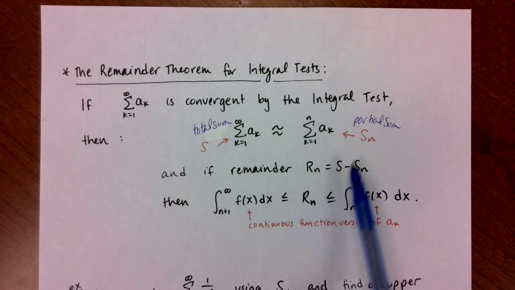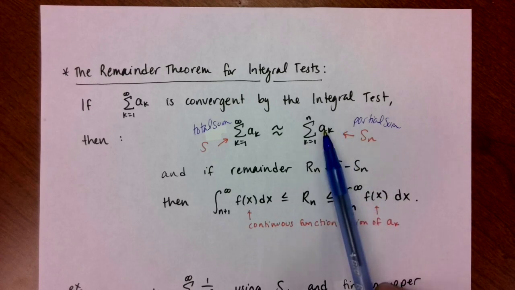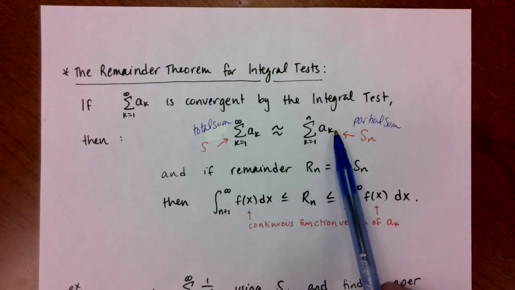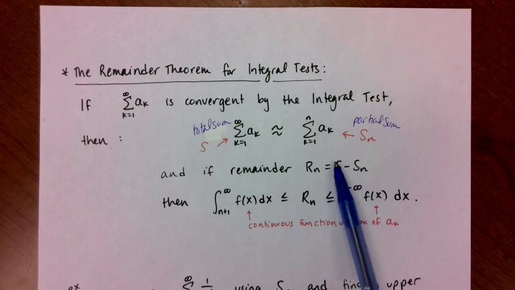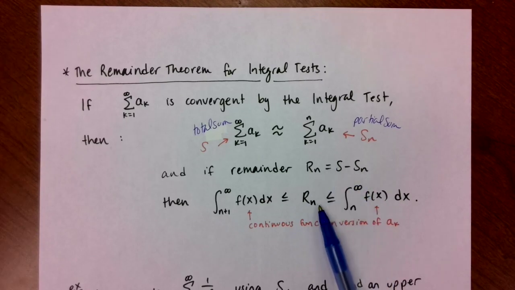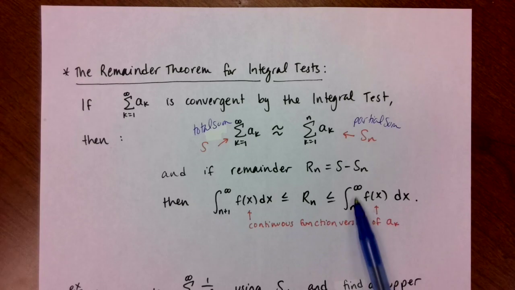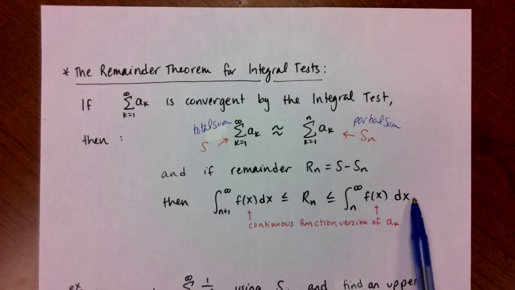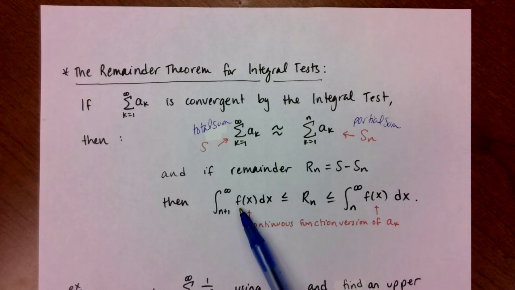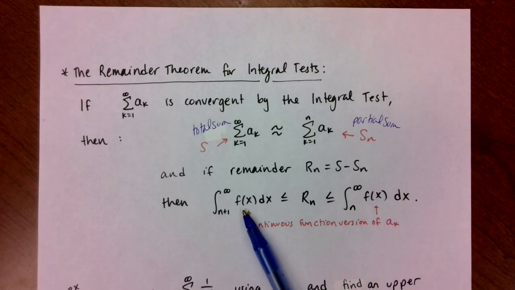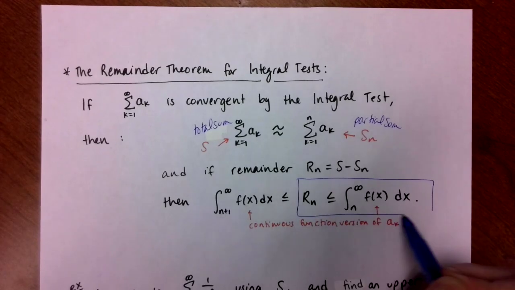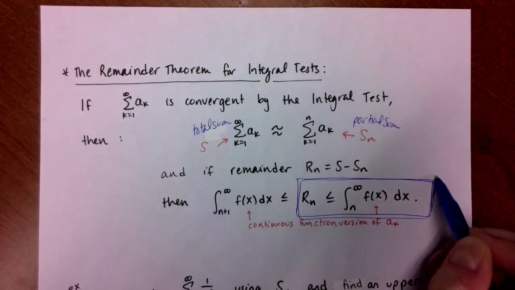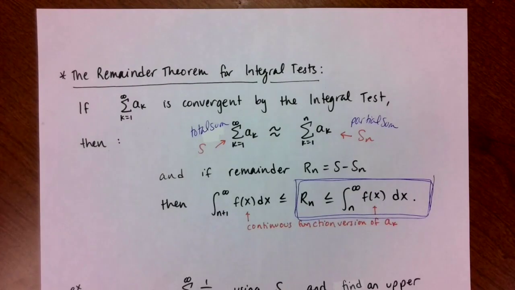So if you have, let's say, the 10th partial sum, you're adding up the first 10 terms of the series to approximate the full sum. And you're saying, all right, that error between my guess and the exact answer is no more than the integral from 10 to infinity of the function. Now, having a lower bound on your error is not particularly useful. So typically, we only use this part of the theorem, although both parts do matter and you should know them.